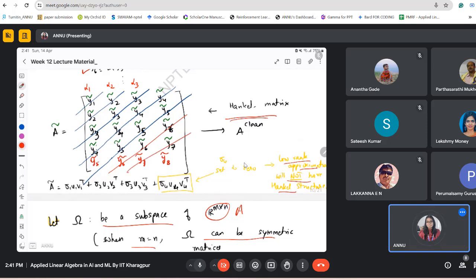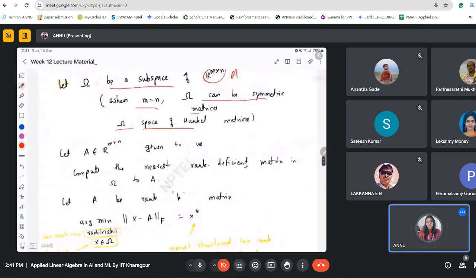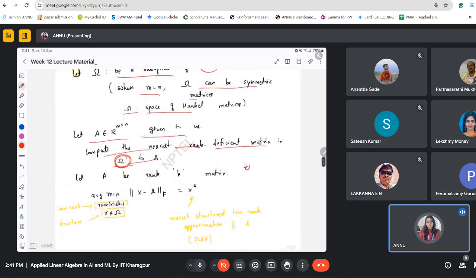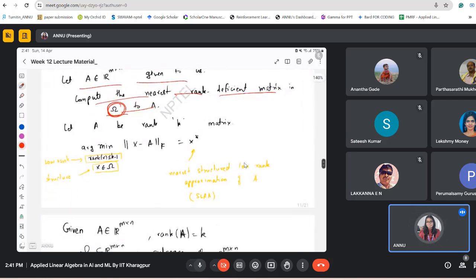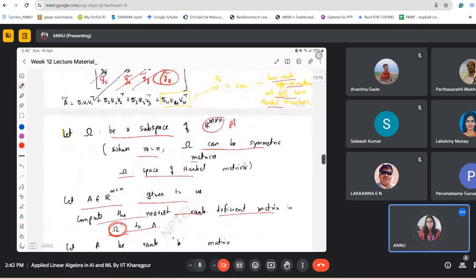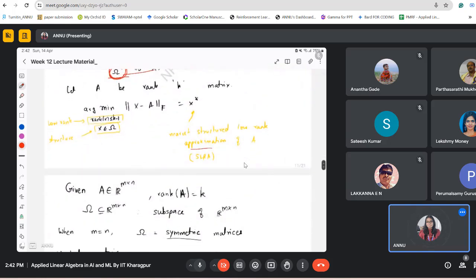Okay. So given A belongs to R M cross N, and this big omega belongs to R M cross N, the rank of A is also K. This omega is actually a subspace of R M cross N. When M is equal to N, then this omega is actually the symmetric matrices. So Hankel matrix and Toeplitz matrix. So you want to optimize for the nearest structured low rank approximation. We don't want the matrix to be only a particular rank. We also want it to be a particular structure. So that's why we are keeping this as a constraint. And this is actually the low rank constraint, rank of X less than or equal to K minus 1. So for symmetric matrices, we know A belongs to R n cross n, and we know this is nothing but eigenvalue decomposition.